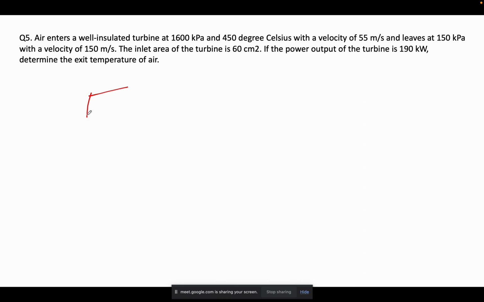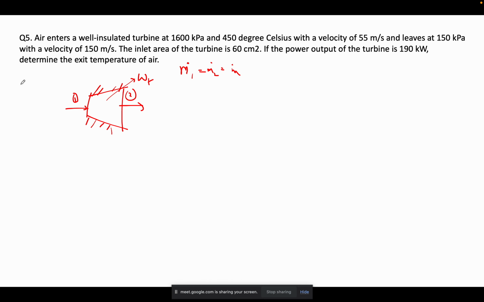Okay, so similarly this is how a turbine looks. This is the entry point and this is your exit point. Now work done by the turbine is given to us, and then it is said that this is insulated, so that means your Q will be 0. Once again if I do steady flow process, I will get m1 dot is basically equals to m2 dot, and that is basically equals to your m dot.